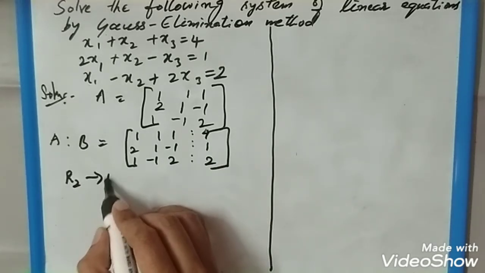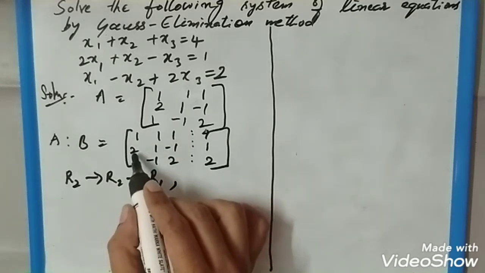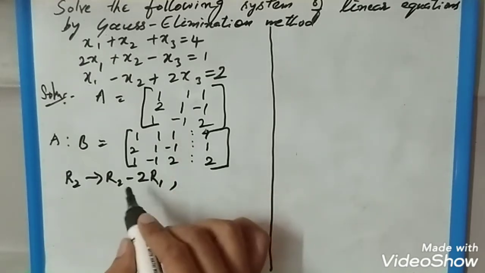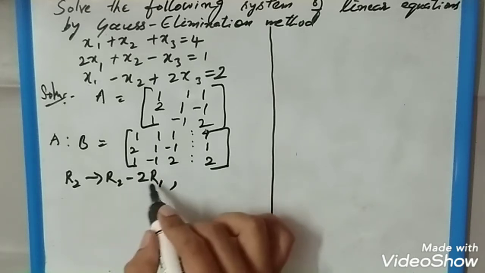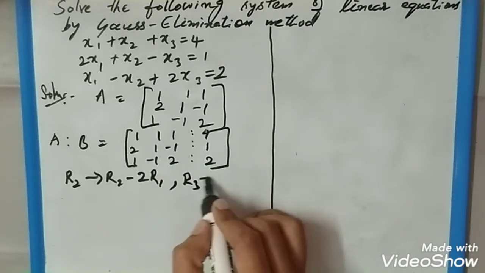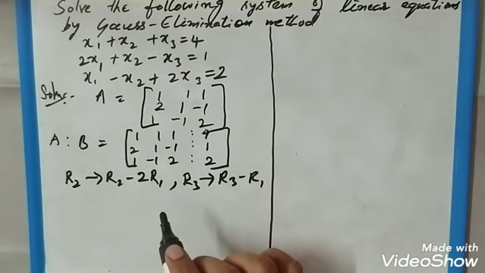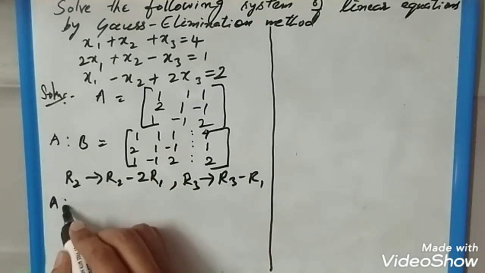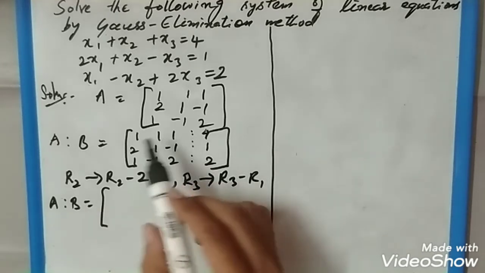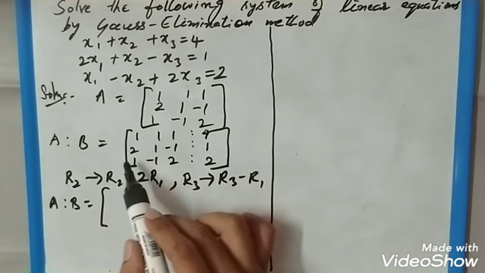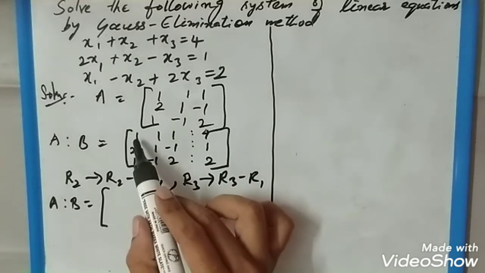Let us solve the R2 row. R2 should be R2 minus 2 R1, which will make the first entry 0. And in R3, the first entry is 1 already, so there is no need to multiply. So R3 becomes R3 minus R1. R1 is the reference in the first step. So the augmented matrix becomes, now you can see, R2 is 2, 1, minus 1, 1 and 2 R1.